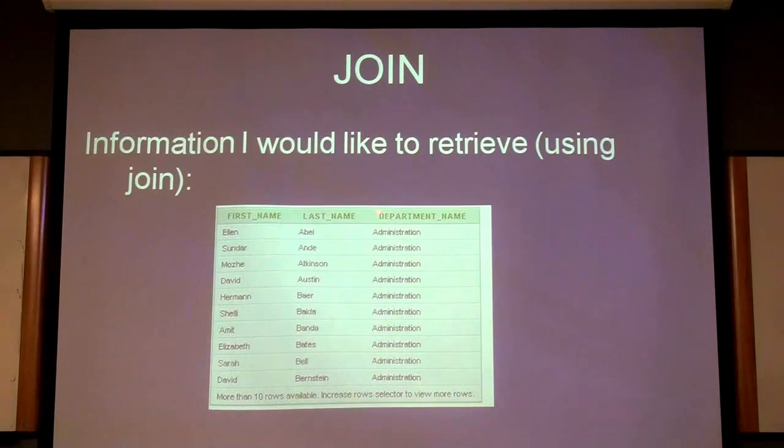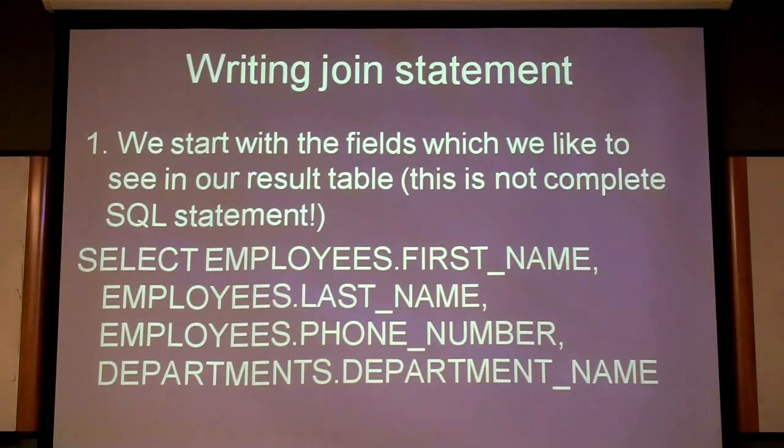I would like to use this format. I'd like to see, for example, Alan Abel works in administration, David Austin works in administration or IT, whatever, in this following format. But this information, you realize, is scattered across two tables, employees and departments. I'd like to combine them together in one statement and get these results. So let's do that. In order to do that, we have to cover the following two concepts.